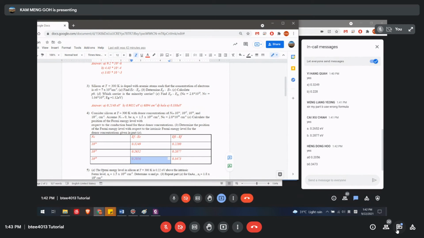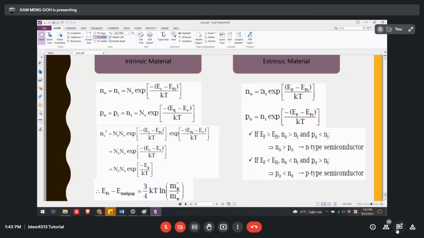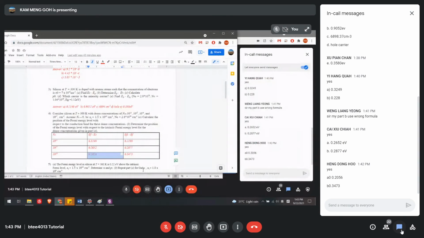Okay, let's see. The Fermi energy level in silicon at 300 K is 0.22 above the intrinsic Fermi energy level. Then determine the NO and the PO. Repeat for GaAs, gallium arsenide, NI equals 1.8 times 10 to the power 6. So basically, this one you just use these two formulas. Either use this and use this to calculate the NO and PO only. EF minus EFI is 0.22. Then you just need to plug in the value to calculate the answer.